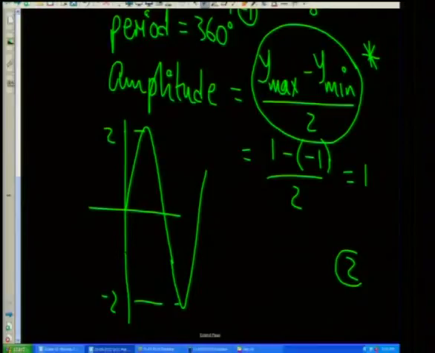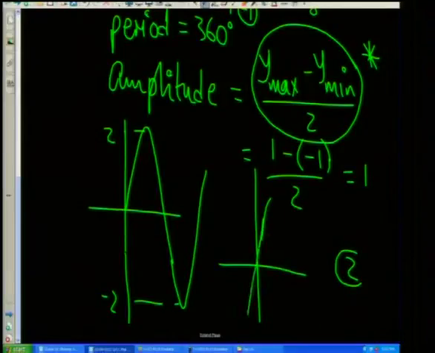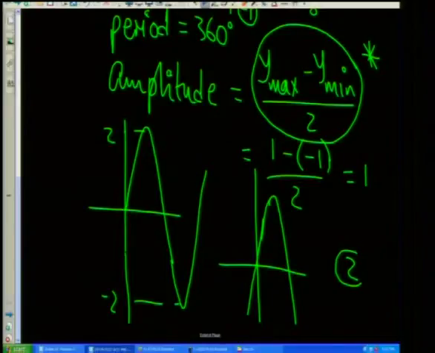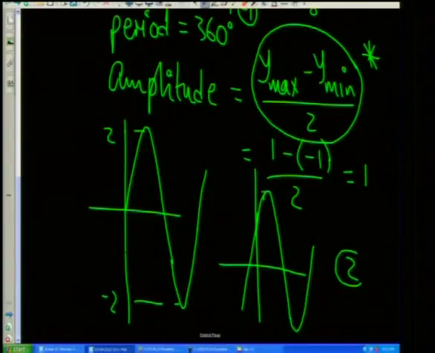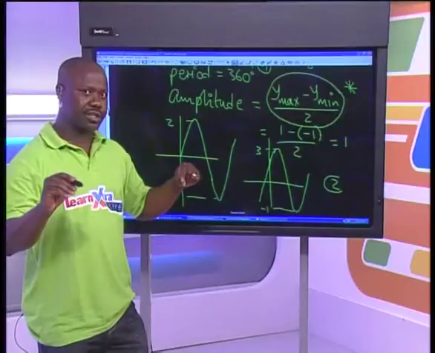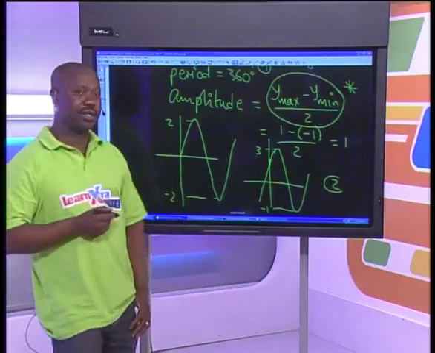But then, if you have this graph translated, let's say to somewhere there, suddenly this is 3 units there, and this is minus 1. You have to see that this is not symmetrical about the x-axis, and therefore this becomes a handy formula to work out the amplitude.